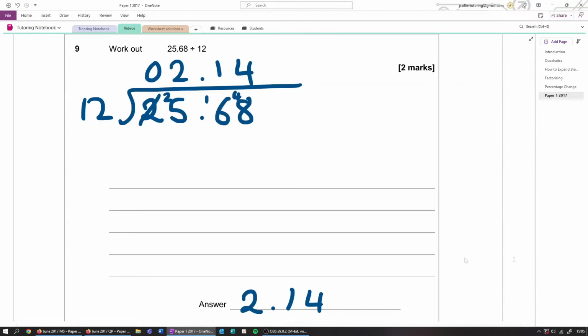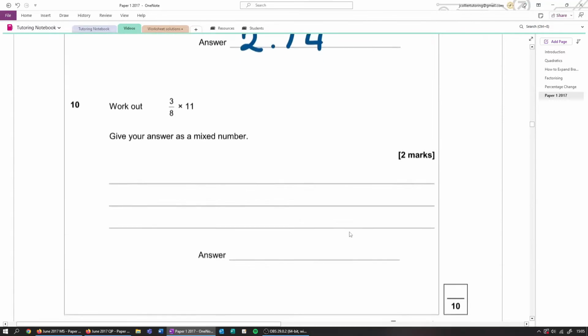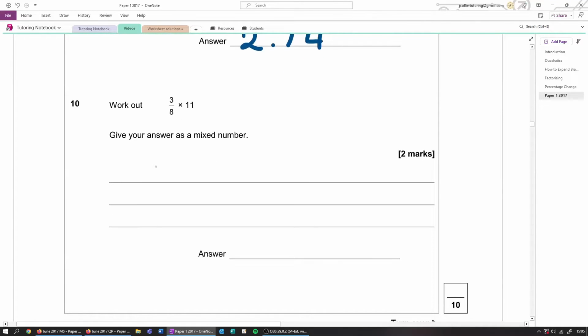Yep, it's looking good. Okay, so now we need to do 3/8 times 11. So here, when you're multiplying a fraction and a whole number like this, you only do the top. And the reason for that is because if you multiplied the top and the bottom by 11, you would technically not be changing the fraction's value. And I'll show you what I mean by that.